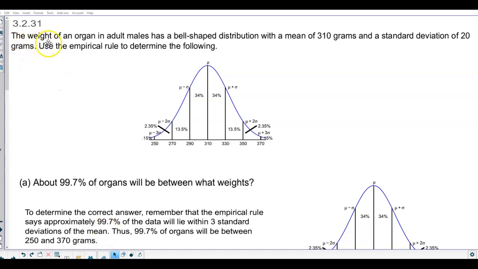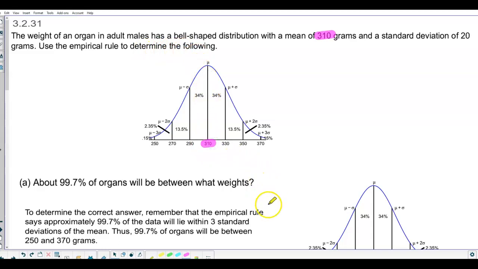In section 3.2.31, the weight of an organ in adult males has a bell-shaped distribution with a mean of 310 grams and a standard deviation of 20 grams. So the first thing we need to do is make sure we know how to draw a bell curve. You want to get in the habit of knowing what this empirical rule looks like, because it's saying use the empirical rule to determine the following.